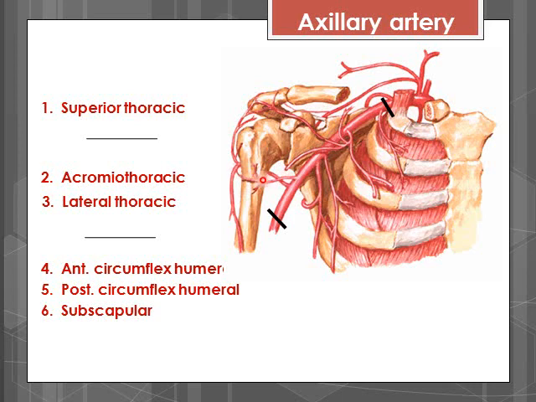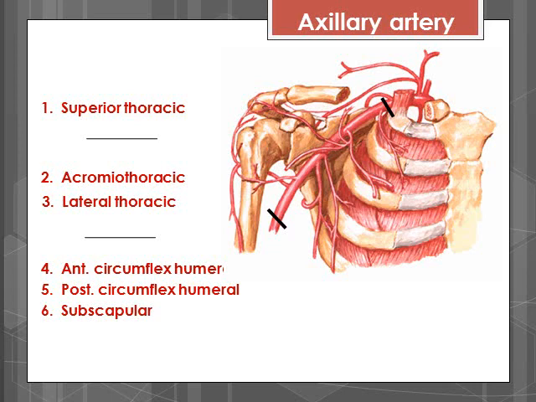Two of them turn around the surgical neck of the humerus, forming an important anastomosis. They are the anterior circumflex humeral and the posterior circumflex humeral arteries. The last branch is the subscapular artery that goes around the subscapularis muscle.